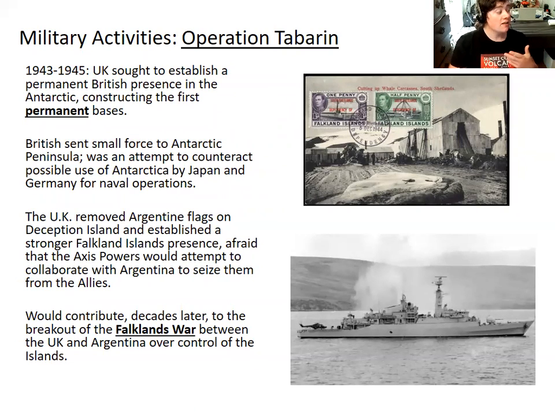Argentina had claimed Deception Island, which you remember was the island with the bay used by whalers. And Argentina was nominally neutral, but had close ties with the Axis powers. And the UK was fearing that Argentina would collaborate with Germany and Japan to seize their subantarctic territories. The Argentinian government wasn't exactly thrilled about this, and it didn't help relations between Argentina and the UK. Argentina and the UK would go to war in the 1980s over the Falkland Islands, which we'll talk about during the second half of this lecture, actually.